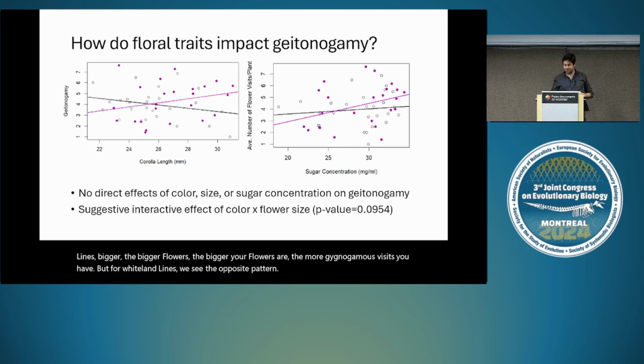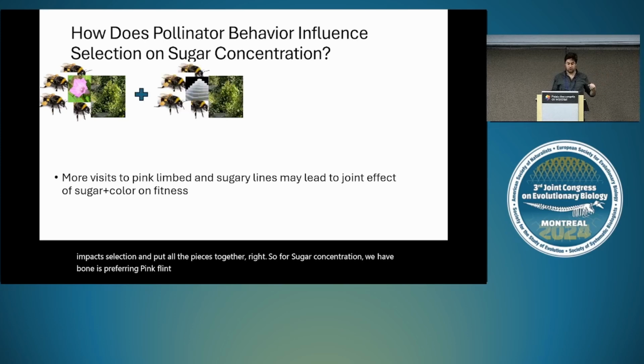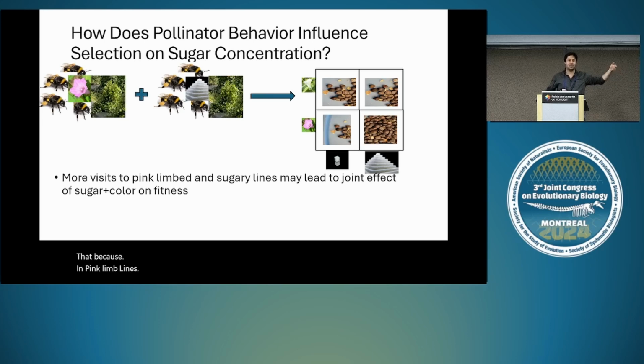So to me, this is interesting because we can think about how pollinator behavior impacts selection and put all the pieces together. For sugar concentration, we have bumblebees preferring pink limb lines and preferring sweeter lines. And the joint effect of these independent aspects of visitation seems to be impacting fitness. Because they prefer pink limb lines and they prefer sweeter lines, we see this trend in pink limb lines, and we're not seeing it in white limb lines.